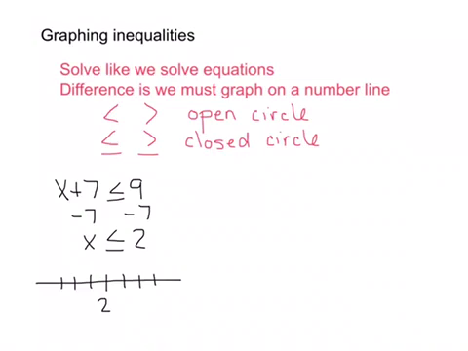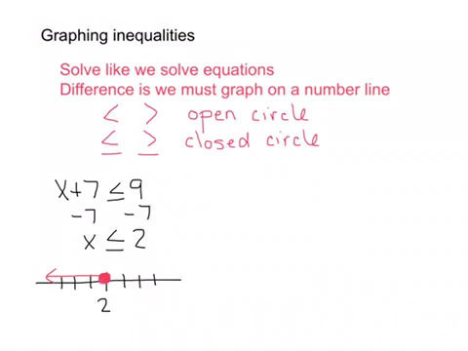I'm going to go to 2 on my number line and I'm going to put a circle. Because it's or equal to, I'm going to have a closed circle, which just means that it's a filled in circle on my number line. Now, I want to think of where all my numbers are less than 2. All the numbers that are less than 2 are to the left of 2. And I'm going to draw my arrow.